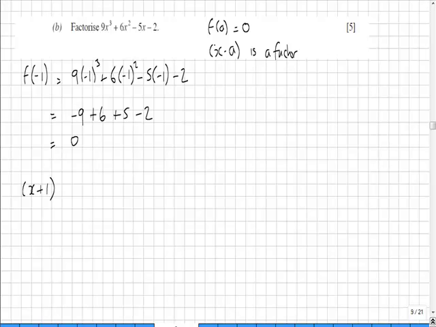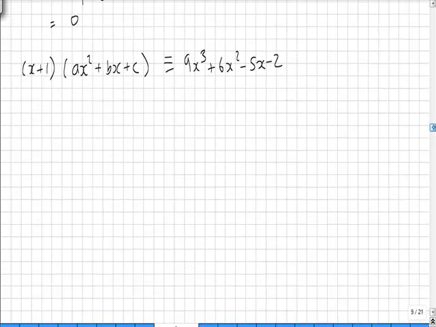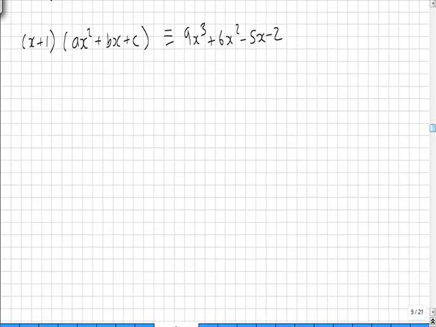Now we've got that, a preferred method that I like to use is to compare coefficients, because what we know now, because this is a cubic, is that x plus 1 multiplied by some quadratic ax squared plus bx plus c must be the same as 9x cubed plus 6x squared minus 5x minus 2. So what we can do now is look at how this would expand out if we were to multiply everything through by x plus 1 and compare it to the terms on the right hand side.